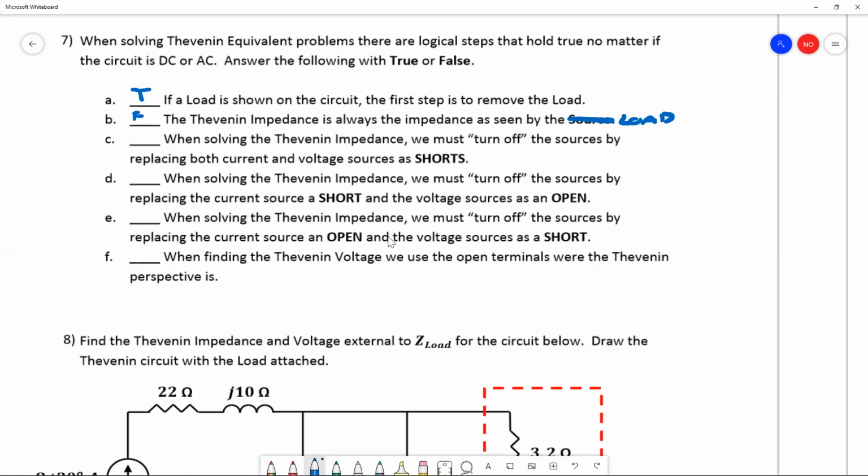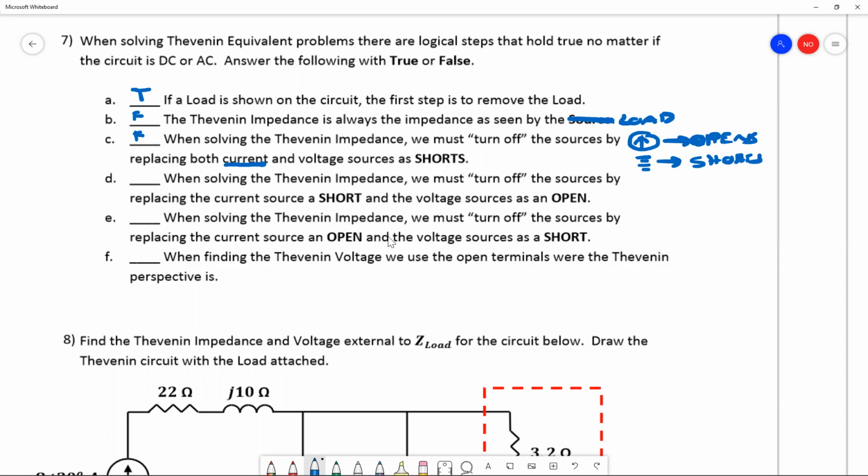When solving for the Thevenin impedance, we must turn off the sources by replacing both current and voltage sources as shorts. That is false. So remember this, current sources become opens. Voltage sources become shorts. So this is false because it says that current sources become shorts, which is not true.